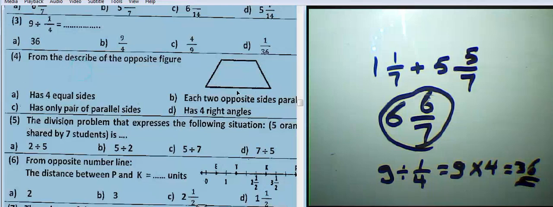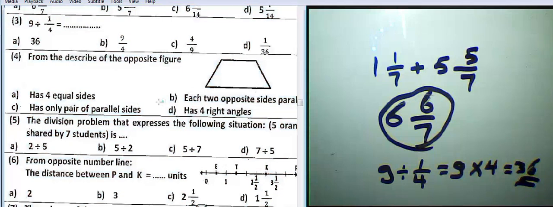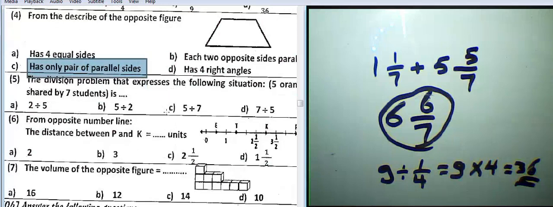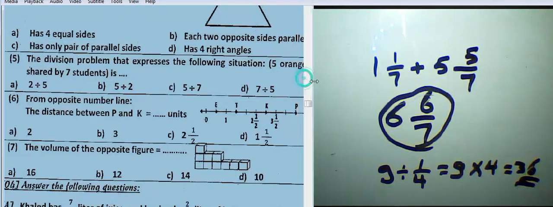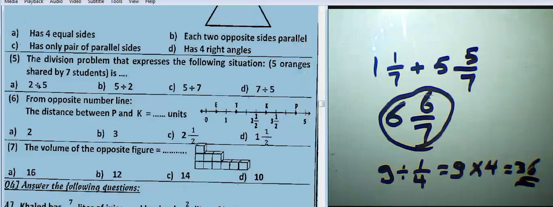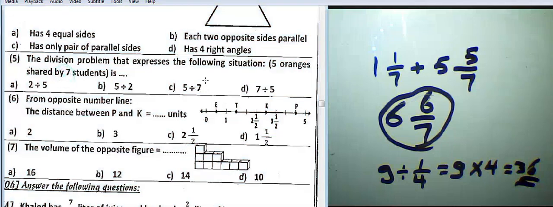Describe the opposite figure. What is it? A trapezium. It has only one pair of parallel sides. Choose letter C. Question 5. The division problems are expressed in the following situation: 5 oranges charged by 7 pounds, it will be 5 divided by 7. 5 oranges charged by 7 pounds, it will be letter C.